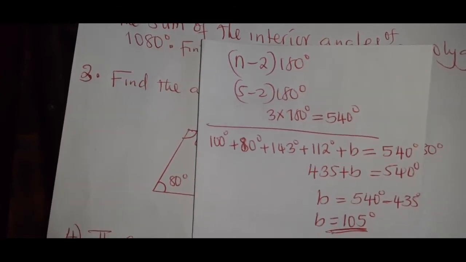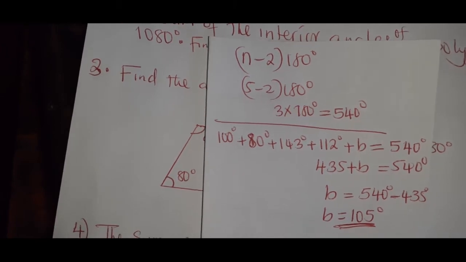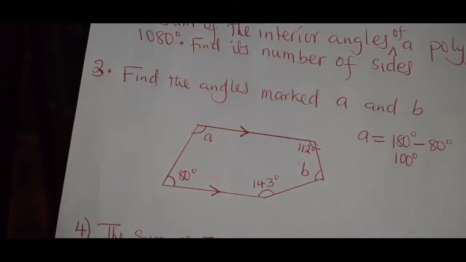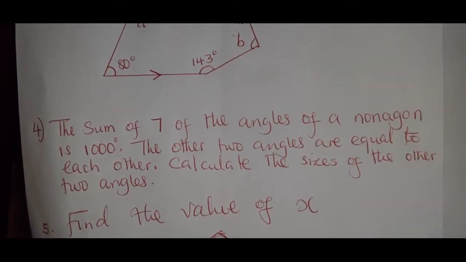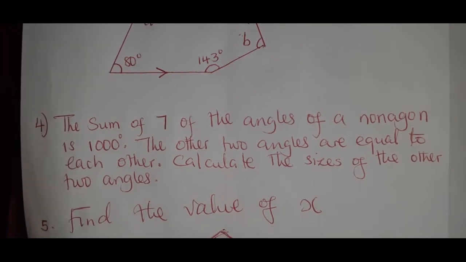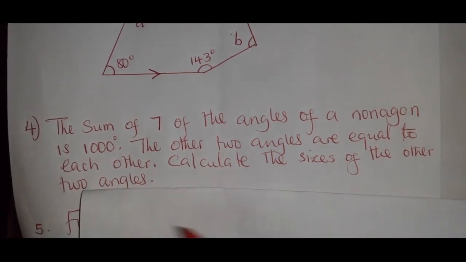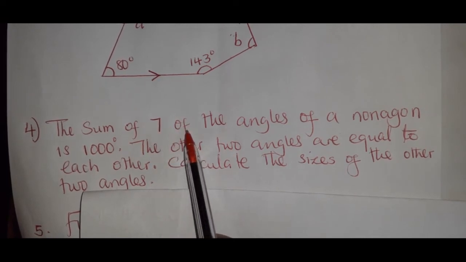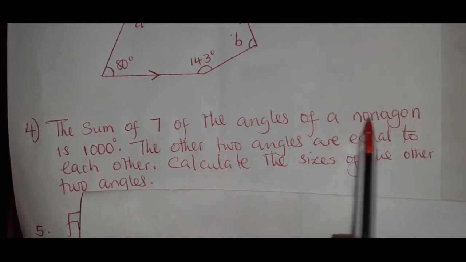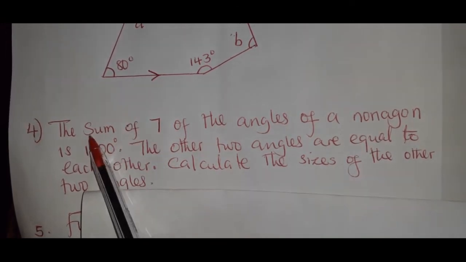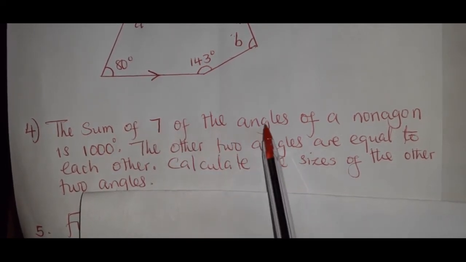We have the last two questions. Let's look at question 4, and I want you to pay particular attention here. Read question 4: the sum of 7 of the angles of a nonagon.